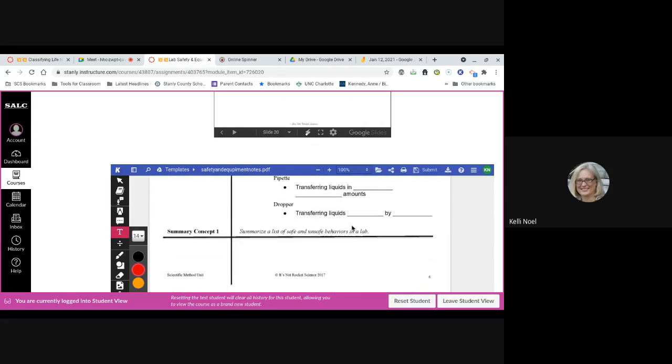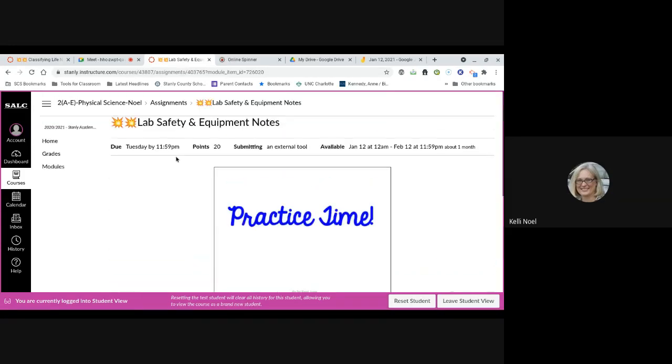Sometimes at the very end, there's a summary. I'm not requiring that. So if you want to do it, that's great. But I'm not requiring it. Just filling in the blanks is all that I'm requiring at this moment. All right, so that is the main part of today's lesson.